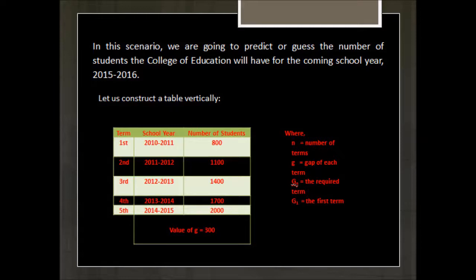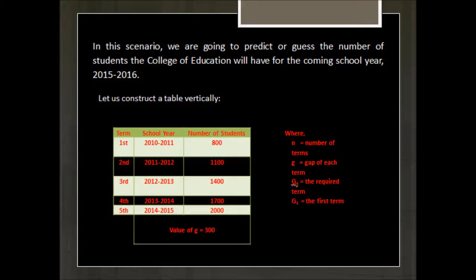fourth term, and fifth term. In this table, we can find the difference of every term, from the second term to the first term. So, second term minus first term, we have the gap of 300. G represents the gap of every term. Since we know the gap, it is easy for us to find the next term.